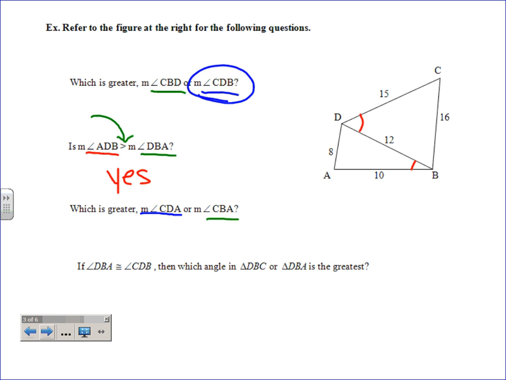Then which angle in either of the triangles has to be the biggest, if I know that? So some people like to just put numbers there. So let's put a number in there. Let's put 80 degrees. Because some people like numbers. And maybe 80 was a little big, but it'll work.